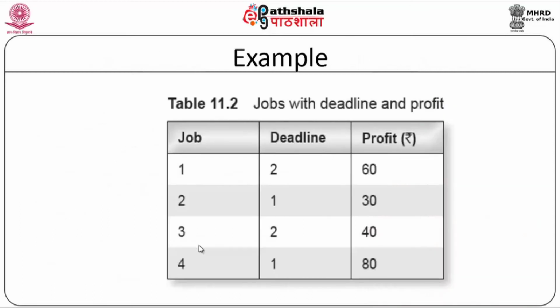Now, you can take this particular example. You can see that there are 4 jobs, and every job is associated with a profit and a deadline. For example, the first job has a deadline of 2 units. That means the machine will take only 1 unit to fulfill all the jobs, but the deadline is 1.